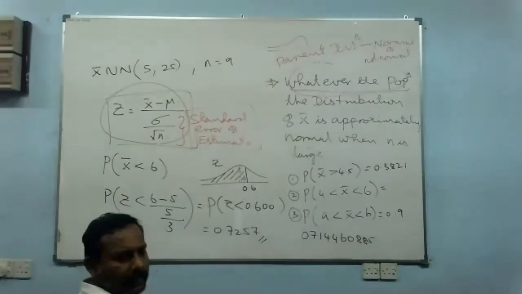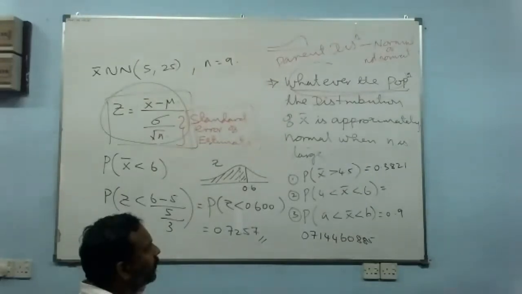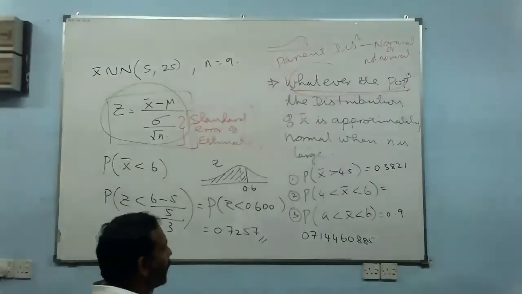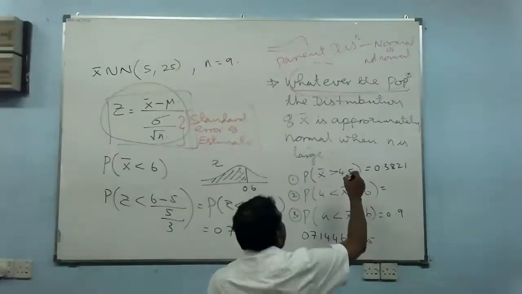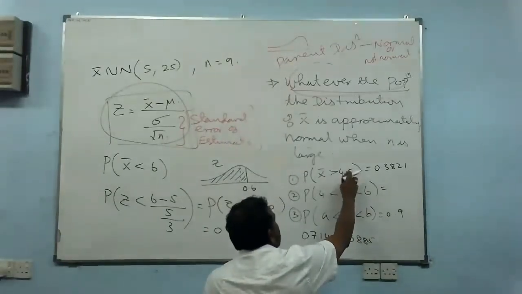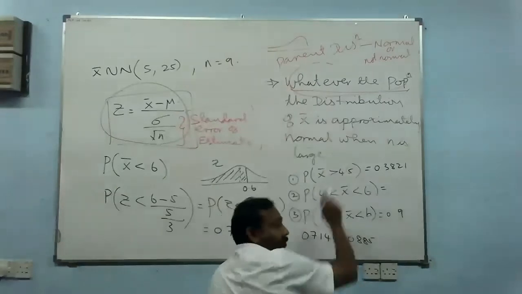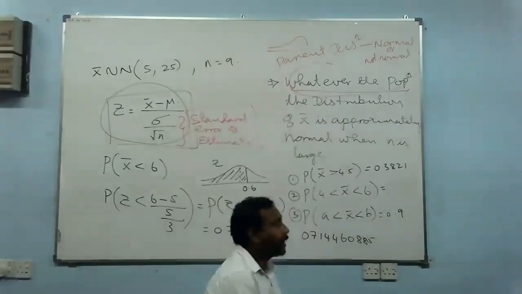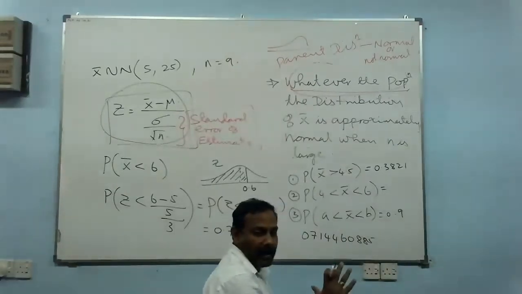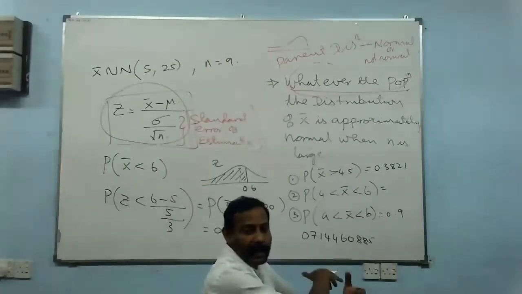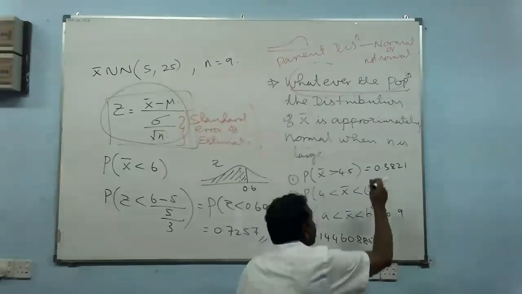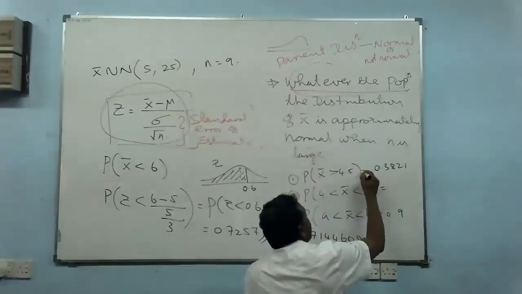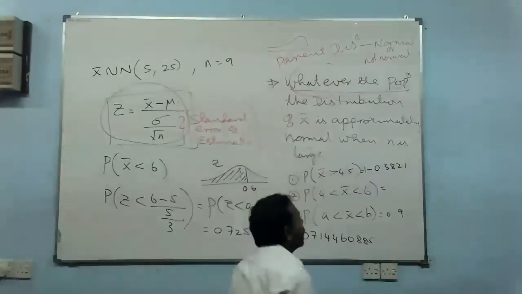Sir, I think for the first one we have to do one minus. Okay, so first convert this into Z. After the conversion, look at the probability value. That probability value gives the left side probability. Now we'll have to get the right side probability. So this may be 1 minus this. Is that correct?